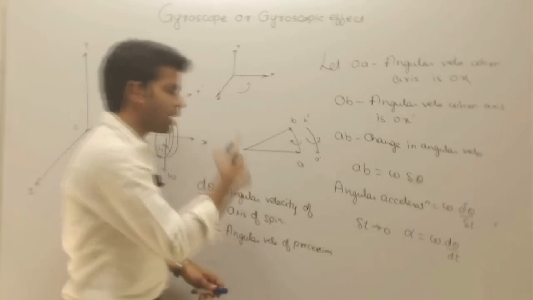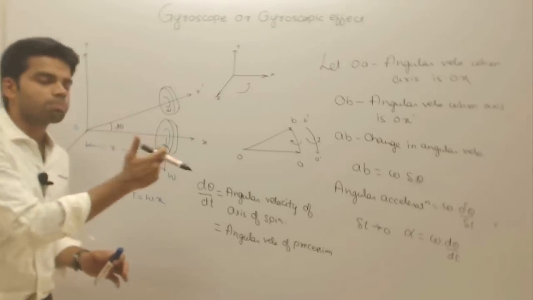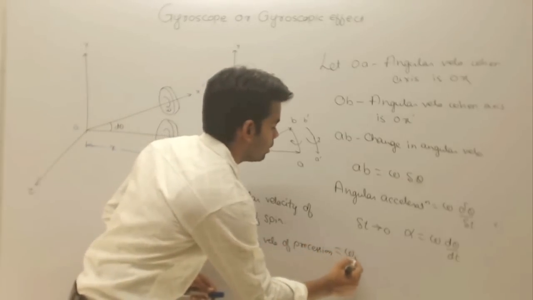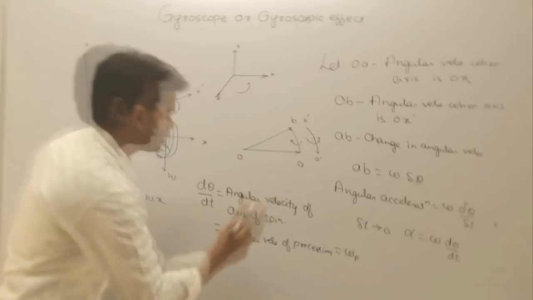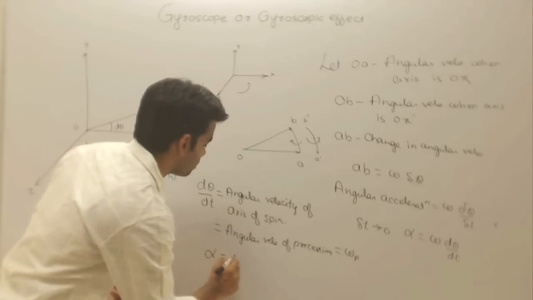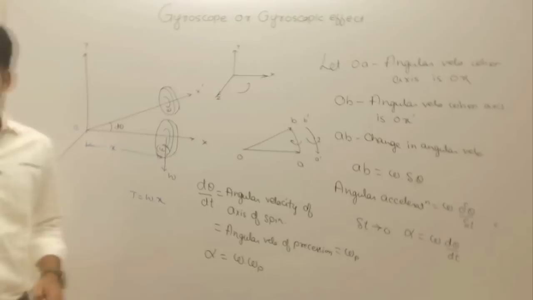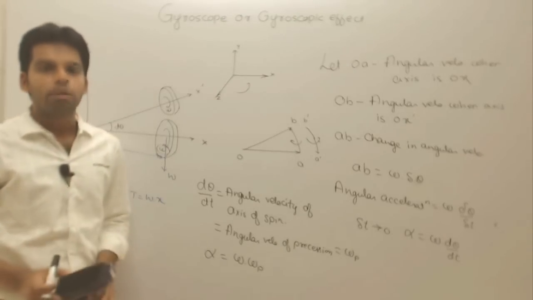And here this OY axis is nothing but the axis of precession about which the axis of spin is rotating. That is the axis of precession. So, this is also called omega p. Getting this or not? Okay, so from here this alpha will be equal to omega into omega p, omega into d theta by dt. Getting this? And because of this angular acceleration, a torque will be acting.